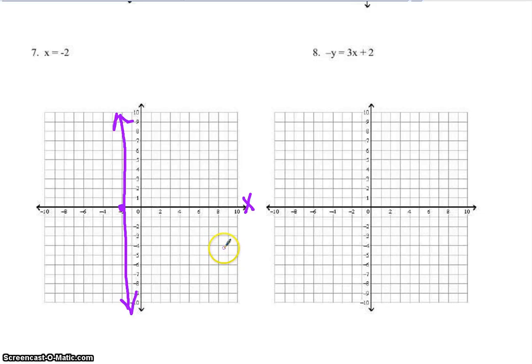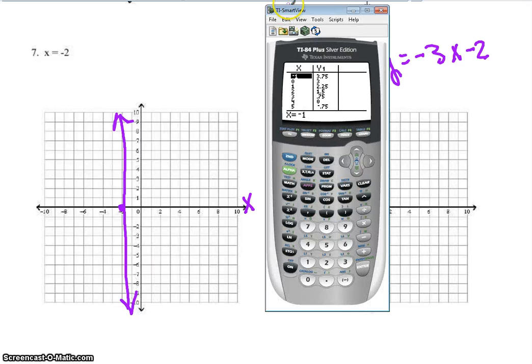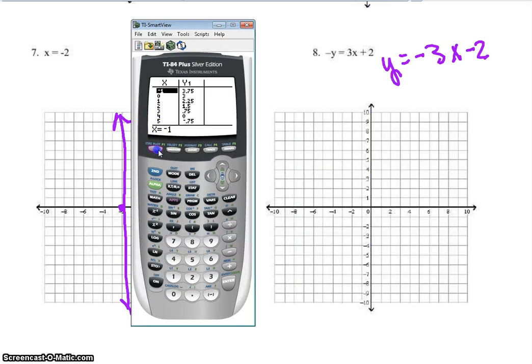Number 8, your first thought is that y is by itself, but if you look closely, you see it has a negative y, so you have to change every single sign. Y is equal to -3x minus 2. So go to y equal. And we're clearing that out, -3x minus 2.